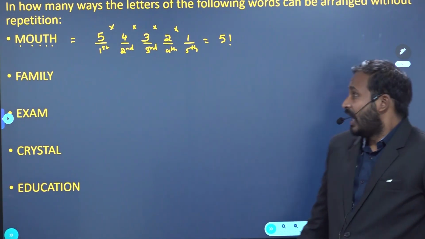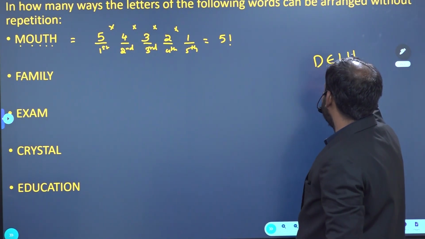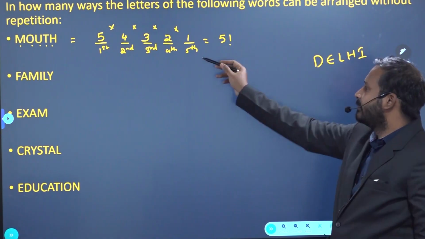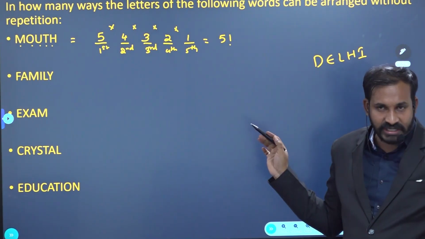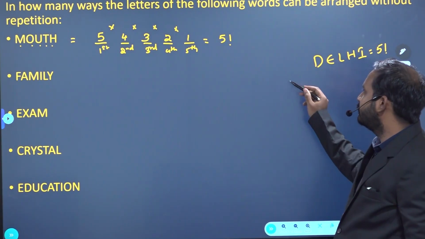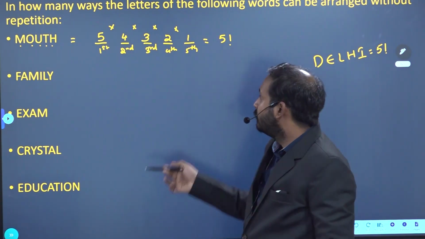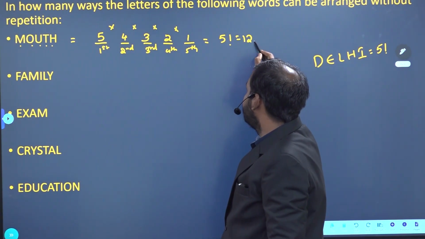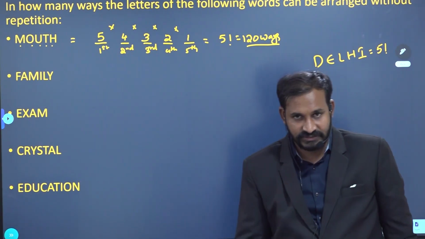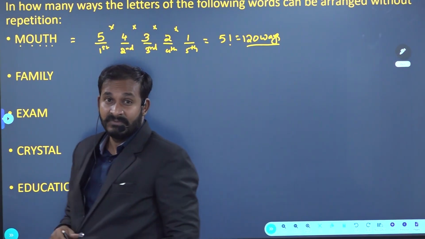5 factorial. I think in 2021 or 2020, they asked a question using the word Delhi. In how many ways the letters of the word Delhi can be arranged? So this is more or less the same question. So 5 letters and all the 5 letters are different letters. So directly you can say that this can be arranged in 5 factorial ways. 5 factorial means what? Actually, 5 factorial value will be equal to 120. So 5 factorial, which is equal to 120 ways. That means we can arrange the letters of the word mouth in 120 different ways. In 2022 or 2021, they asked this question about Delhi.